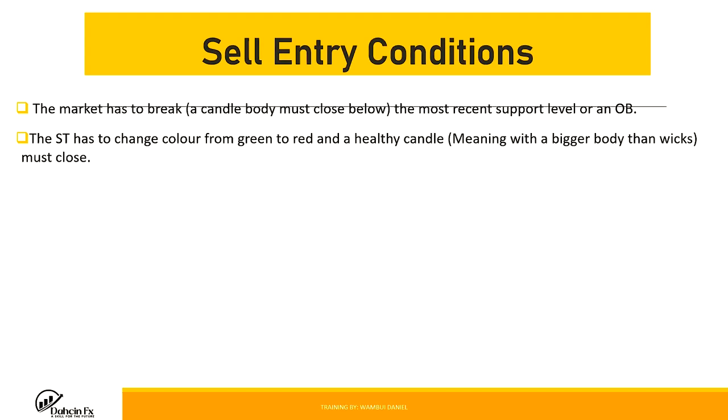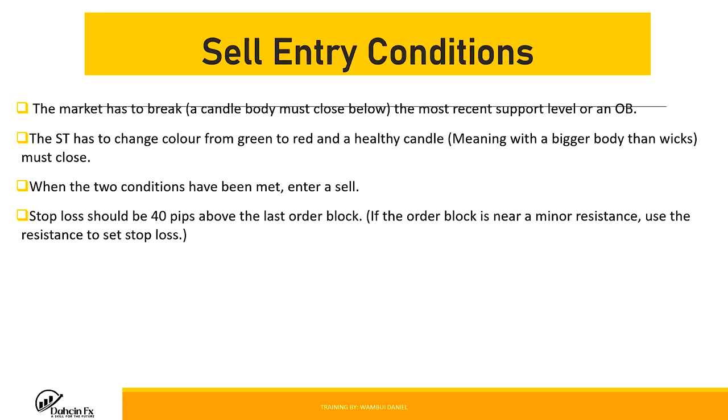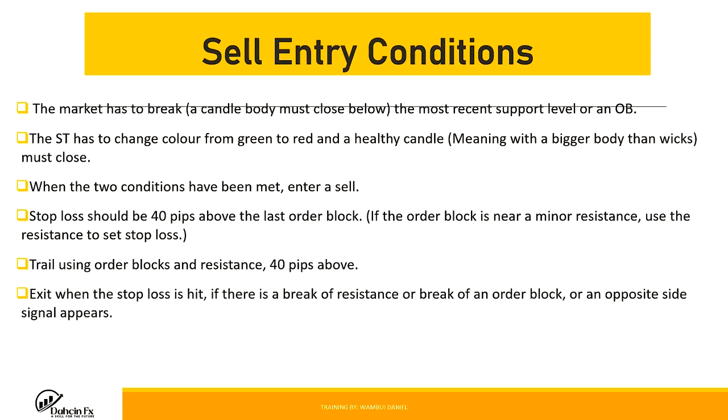When I say healthy, I mean the bodies are bigger than the wicks, and the break of structure needs to be done by the body of a candle and not a wick. When the two conditions have been met, we enter a sell. Stop loss should be 40 pips above the last order block, and if the order block is near the minor resistance, use the resistance to set the stop loss. Trail using order blocks and resistance 40 pips above. Exit when the stop loss is hit, if there is a break of resistance or break of an order block, or the opposite side signal appears.